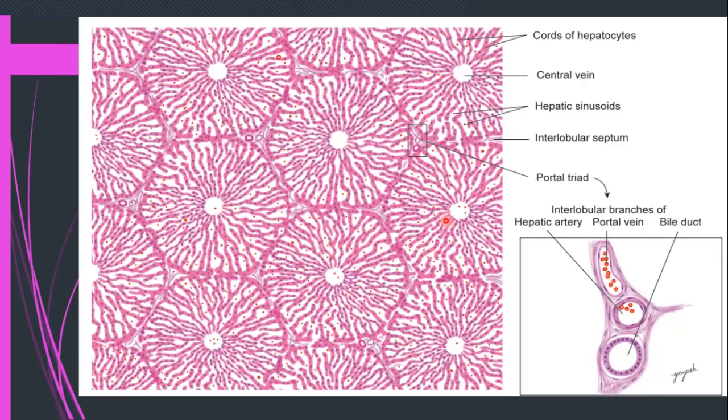Then if we take a diagram of the portal triad and magnify it, you will see here a bile duct, a hepatic artery, and a portal vein. Then this connective tissue is known as the portal canal. Then the space between the connective tissue here and the outermost hepatocytes is known as the periportal space of Moore, and it is the site for lymph formation.